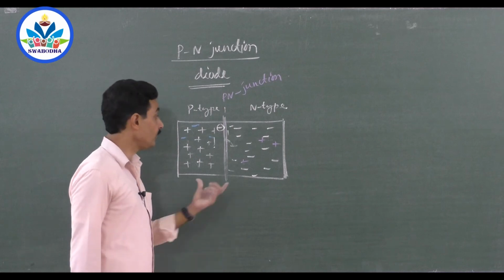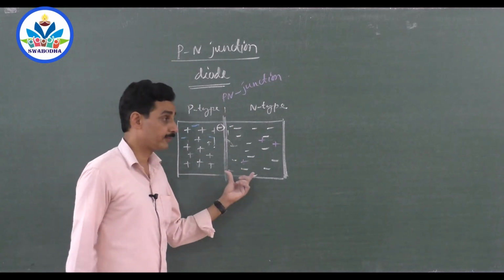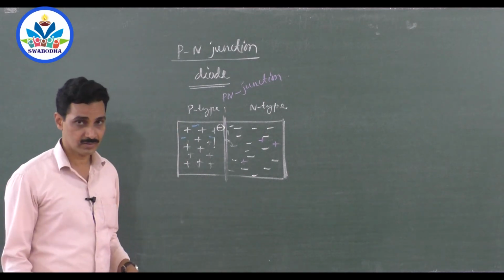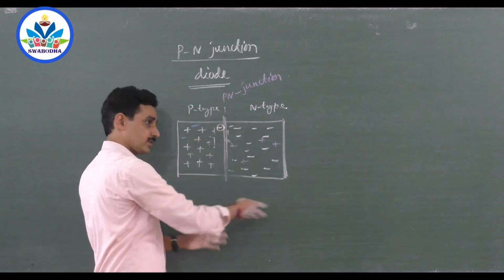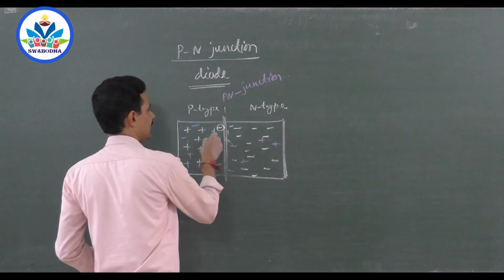Now you compare the 2 materials. Earlier, the N-type semiconductor was neutral, the P-type semiconductor was also neutral. When the junction is formed, of course totally it was neutral. When the junction is formed, an electron came from the N-type side to the P side.